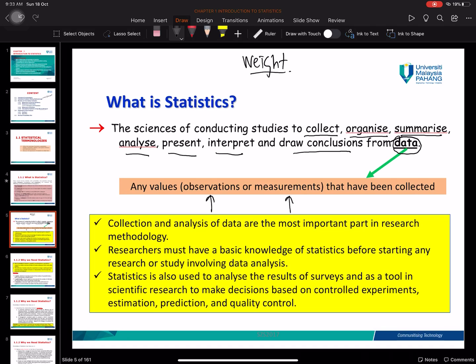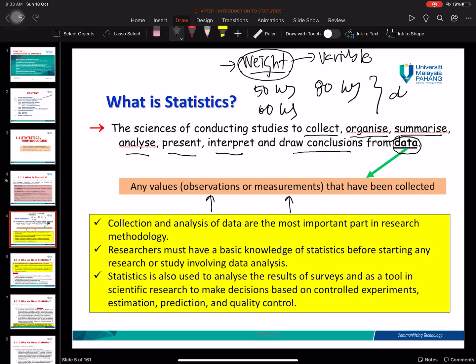So data, what is your data influenced by? What is the characteristic here? The weight here, we call it as a variable. So what kind of data that you have is influenced by the variable that you have. So weight, the data must be in kg, like 50 kg, 60 kg, 80 kg. So this is a data.